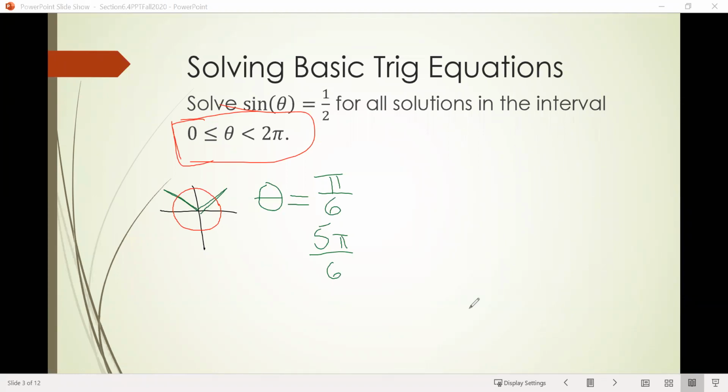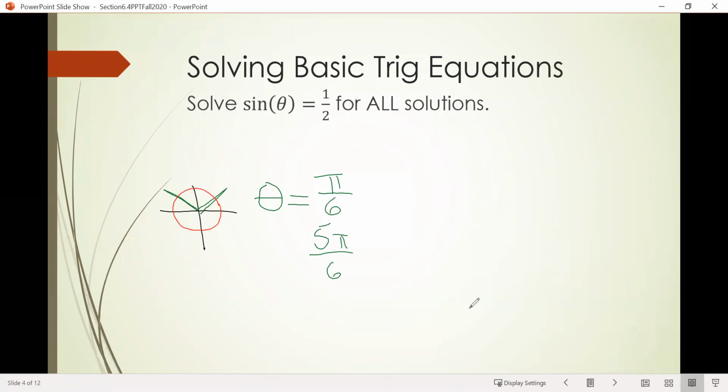So those would be our solutions here, right? Because those are the only places between 0 and 2 pi on the unit circle where sine equals 1/2. All right, cool. Well, let's look at this next problem then.